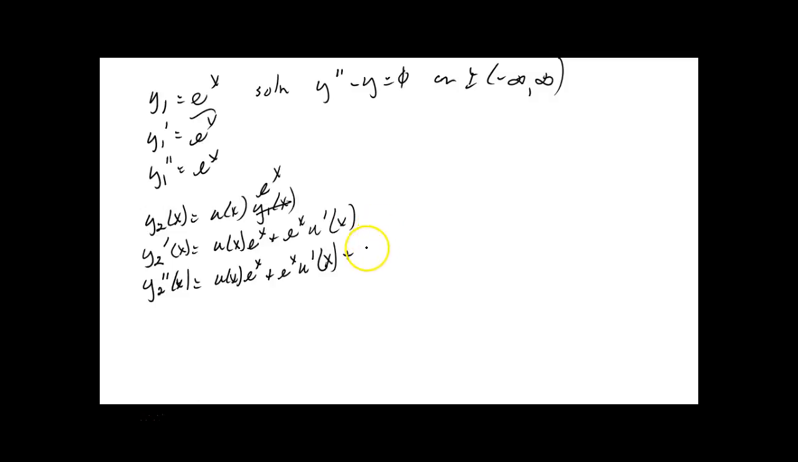A little louder. Another e to the x times u double prime of x, okay, plus, that was the first time derivative of the second, u prime of x, e to the x.